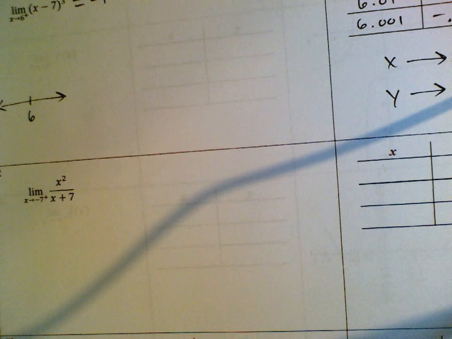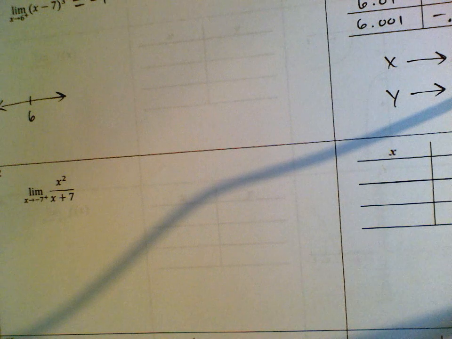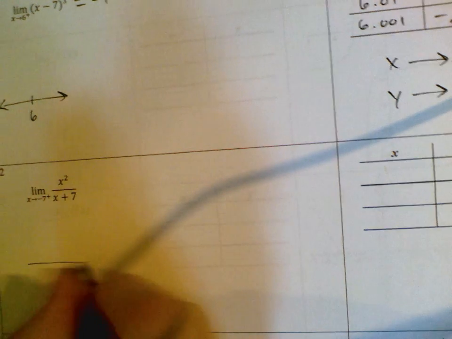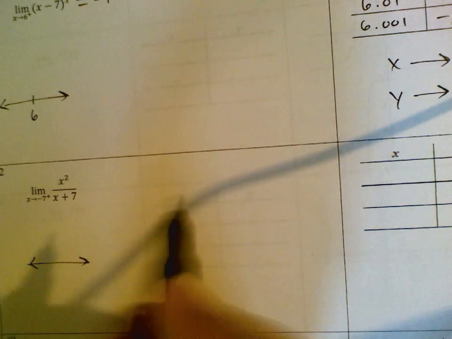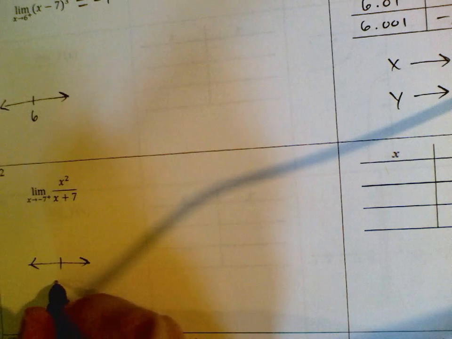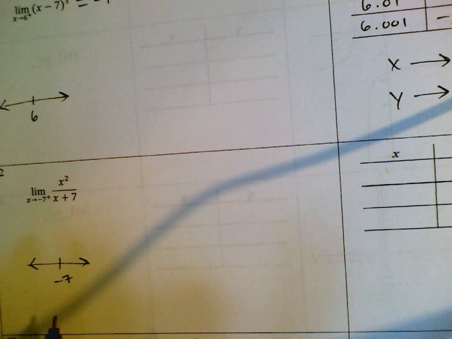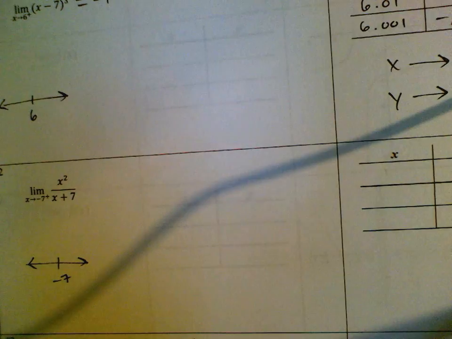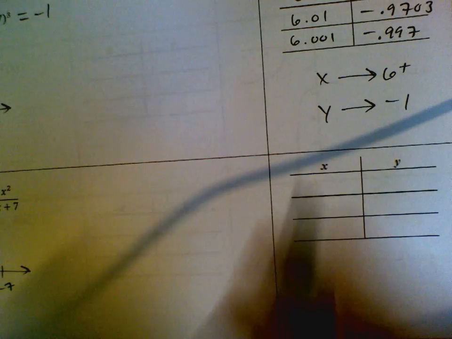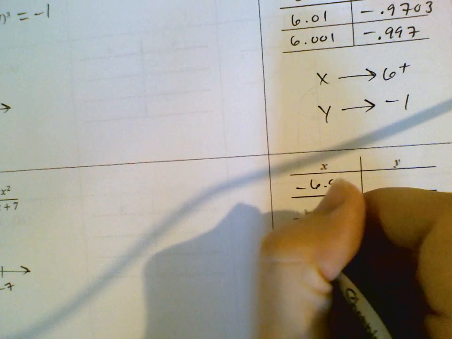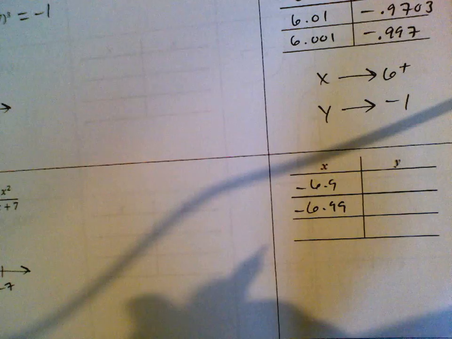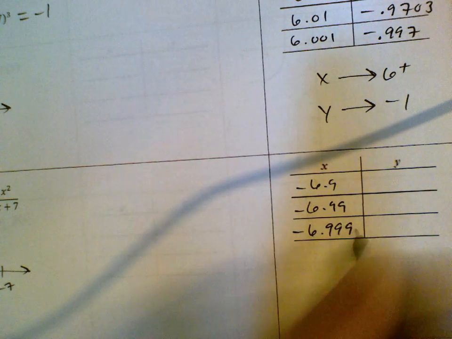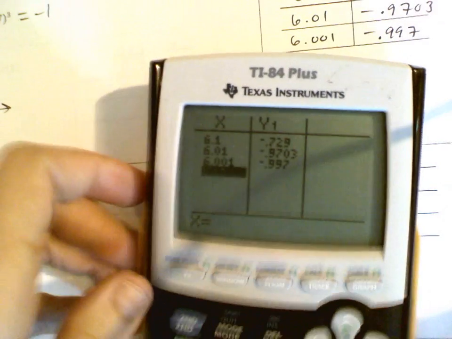The limit as x approaches negative 7 from the right of x squared over x plus 7. I'm going to draw a little number line just so I can visualize the numbers to the right of negative 7. Negative 6.9 is one, negative 6.99 is even closer, negative 6.999. Back to my calculator.